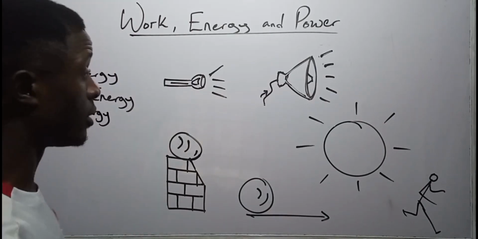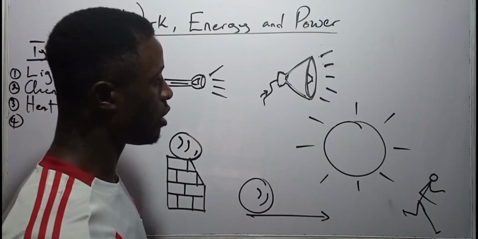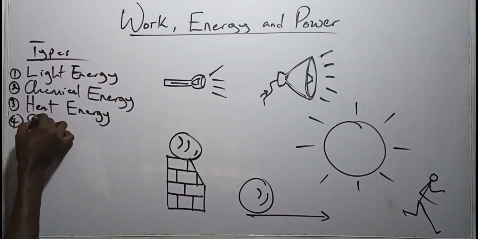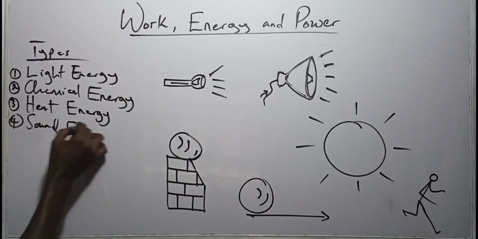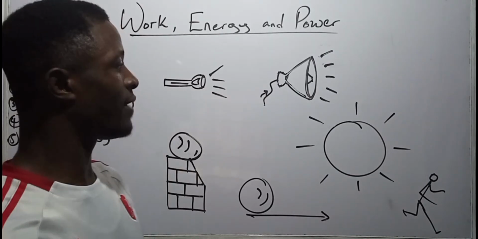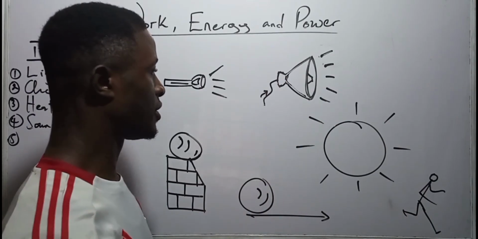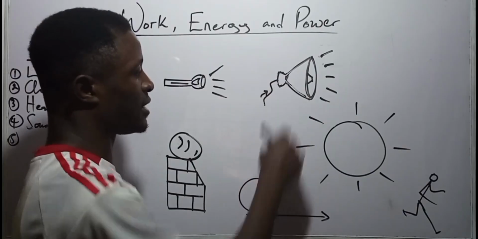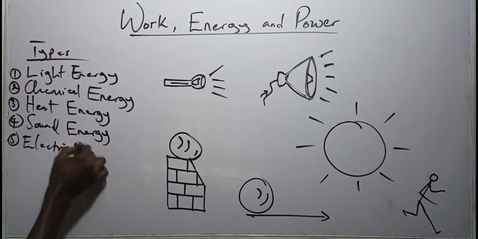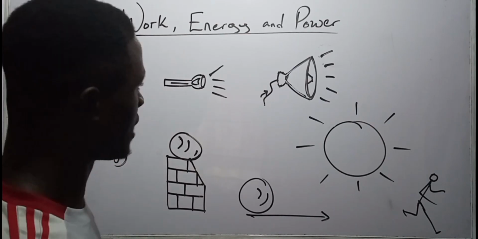Let us go to the second one. If you examine the second one properly, you will see that this is a diagram of a loudspeaker. A loudspeaker gives out sound energy. But the loudspeaker cannot just give out sound energy. It has to be powered by electricity. So the electricity that powers it is giving it electrical energy. Okay, so that is that about the loudspeaker.